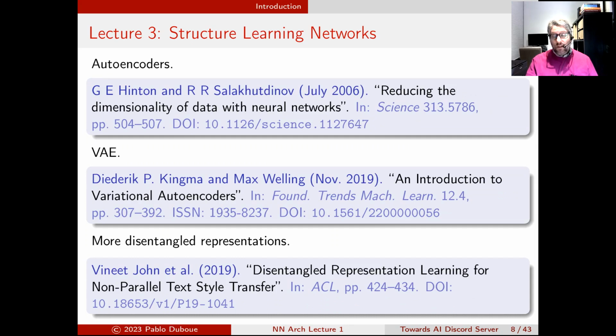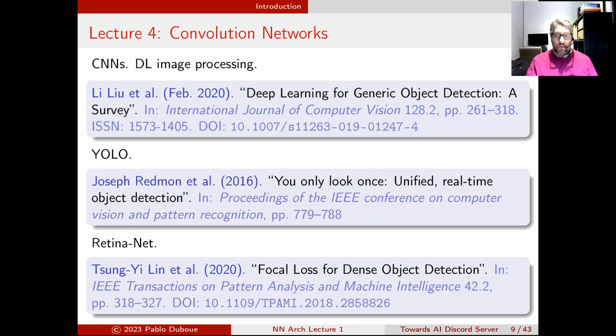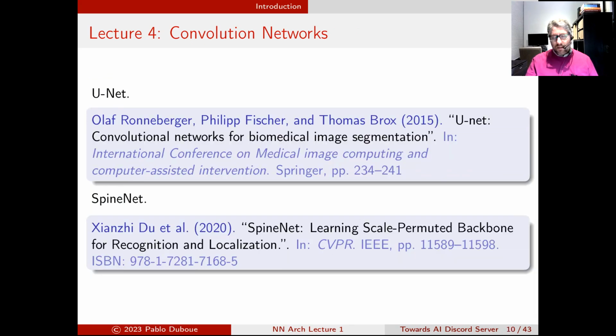In the fourth lecture, we're going to see convolutional networks, so CNNs, deep learning for image processing, YOLO, RetinaNet, UNet and SpyNet. Something I would like to mention is that we are not going to see YOLO version 7 or one of the recent ones, but we're going to see the original YOLO paper. The intention here is, again, to build a common background. And of course, if people want to present some of the latest incarnations of YOLO, that would be a fantastic presentation for the seminar.